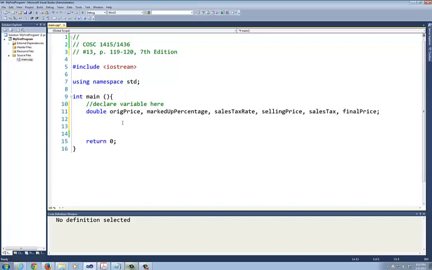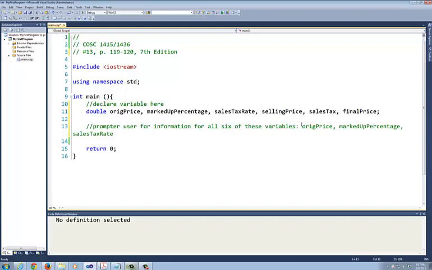Now, you need to prompt the user for information to be stored for these variables. You need to tell them to enter the original price of the item, which stores into the original price, go down to the next line, enter the markup percentage, go down to the next line, enter the sales tax rate. So the first 3 are what you need to be storing. Prompt the user to store all those in here.